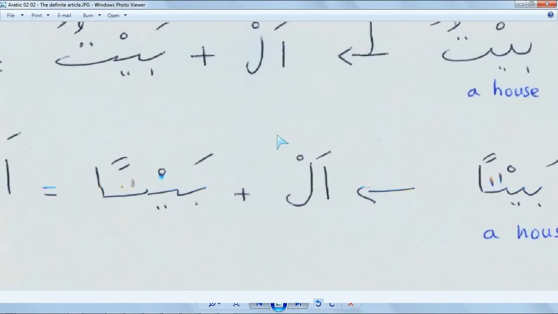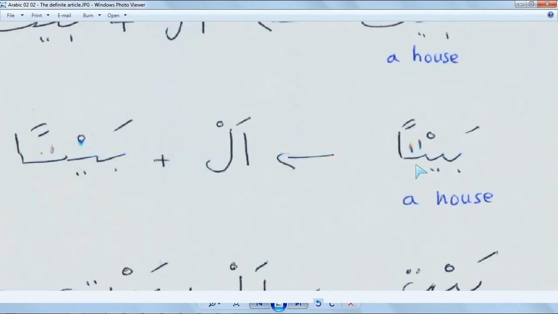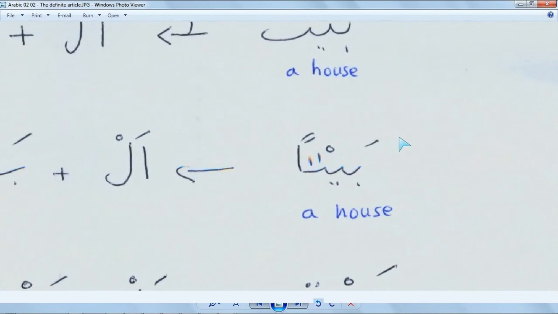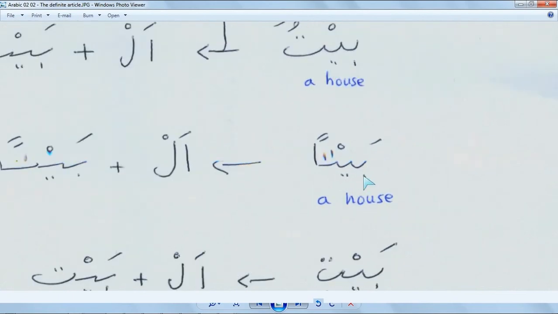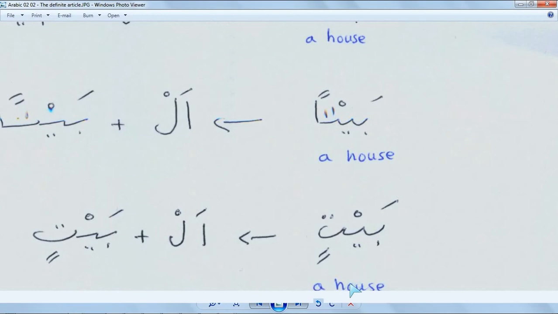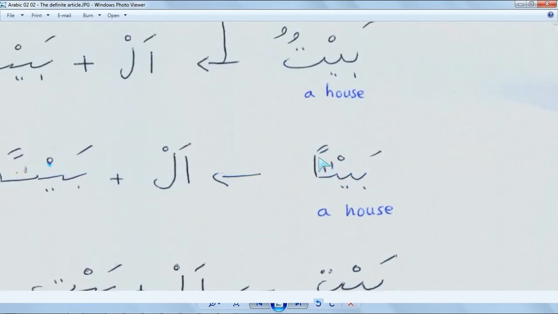Another example. Let's take the word baytan. Remember, we covered this in the previous lesson. Baytun, baytan, and baytin all mean a house. The vowels on the last letter do not change the meaning of a word. So let's look at the word baytan, a house.